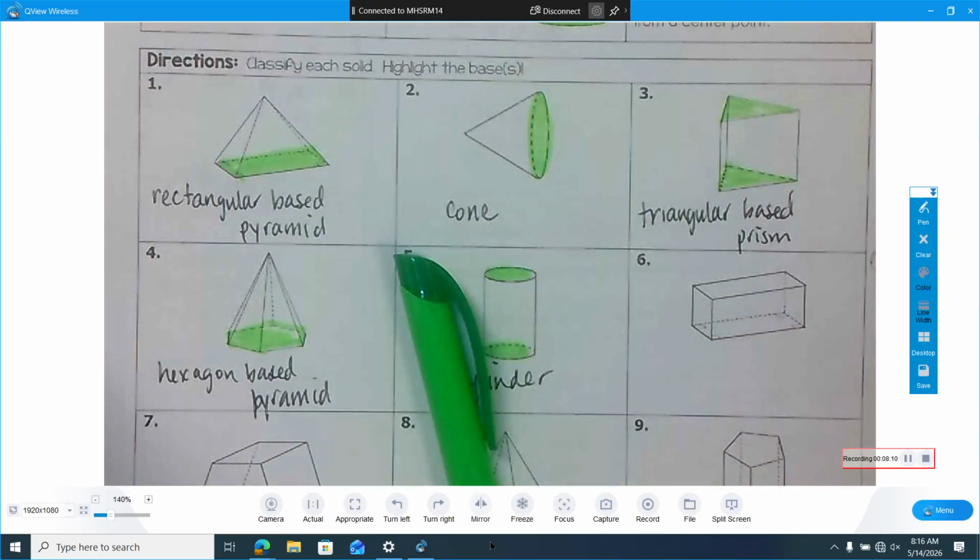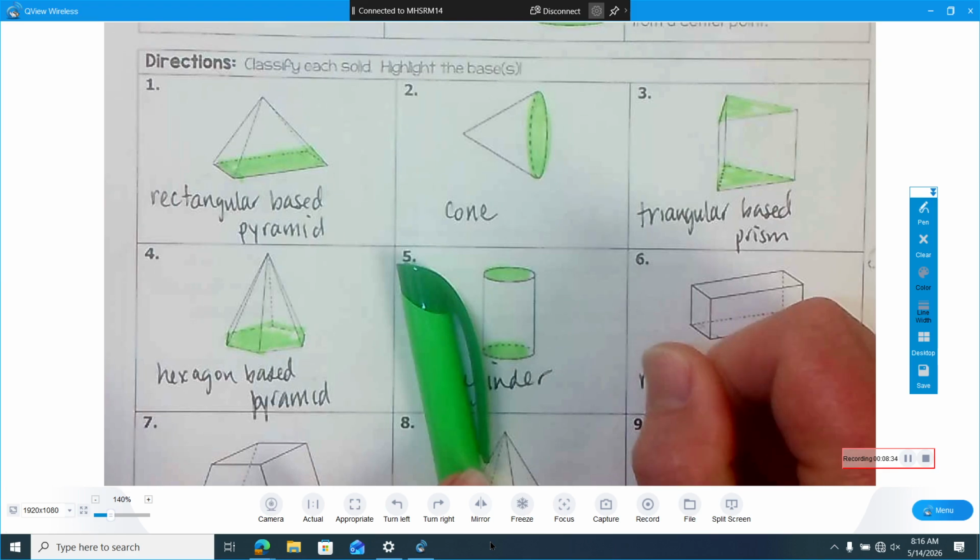tissue box is the best example. There's always 2 congruent shapes. In fact, there's 3 sets of congruent shapes. So you've got the top and the bottom. They could be called the bases. You've got the left and the right sides. Those are congruent. They could be called the bases. And you've got the front and the back, and those are congruent, and those could be called the bases. And it doesn't matter. But they're all rectangles, so this is a rectangular prism.